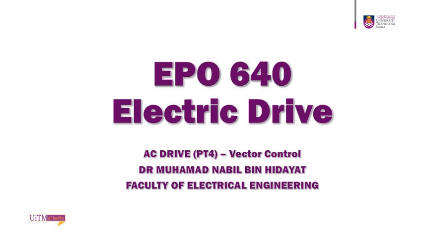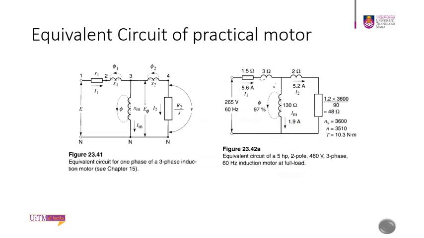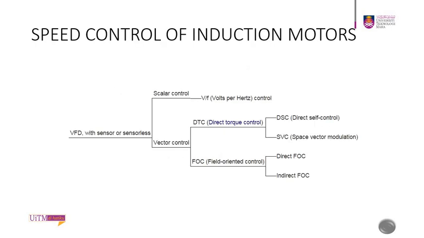Before this, for vector control, if we look at voltage to frequency drive, it is from whether you have sensor or sensorless. That is, whether you have a scalar control or a vector control. If it's a scalar control, you have your V/F, voltage to hertz control, which we have discussed in our previous lecture. For sensor, you have your vector control. Vector control is also divided into two: the direct torque control or the field oriented control.